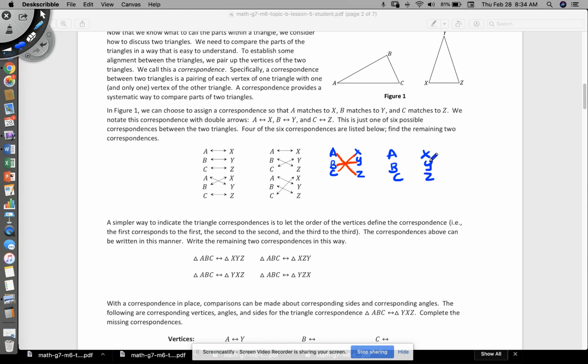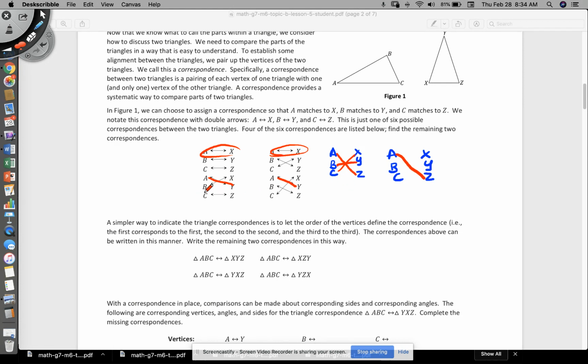All right, so if you kind of look, we have two A to X's. We have two A to Y's. I now have one A to Z. So what's left? Another A to Z. You want two pairs of each because they're corresponding.